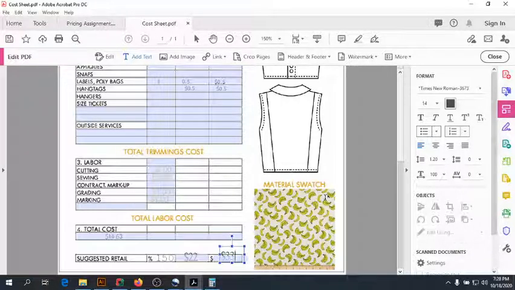So that's how you're going to fill out your cost sheet, and then of course just answer your questions on the side in addition. So hopefully that clears up any sort of confusion you might have about filling out your cost sheet.